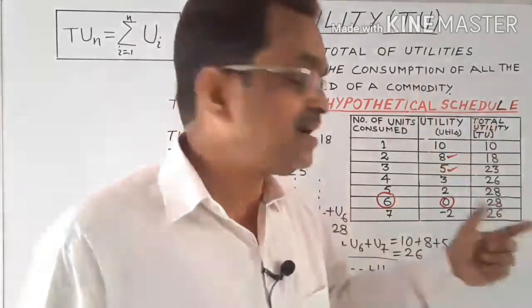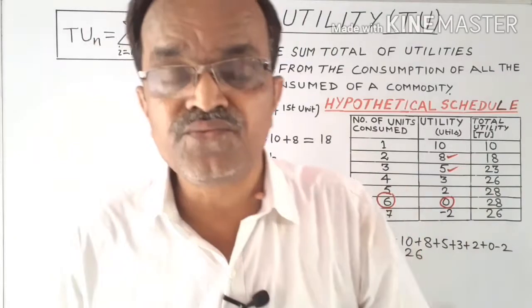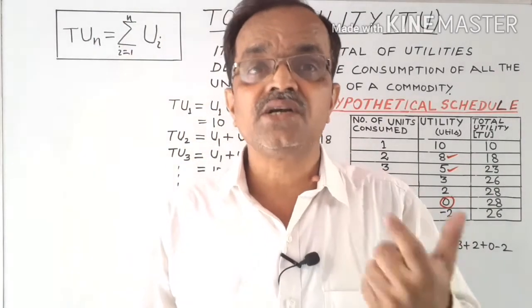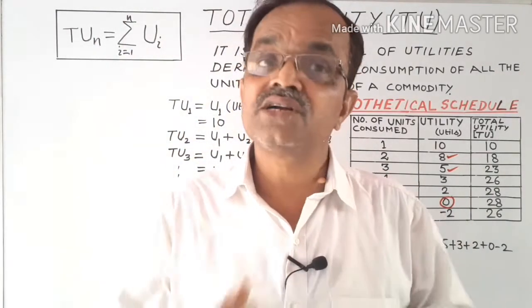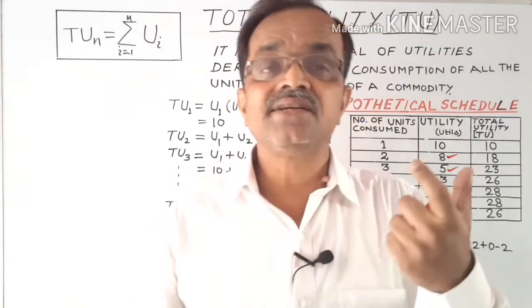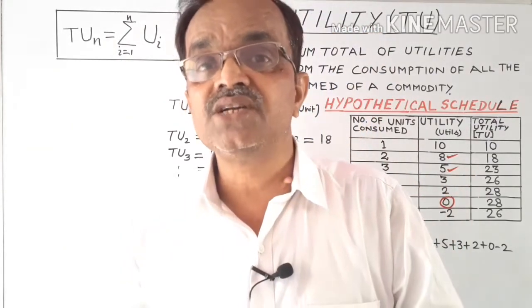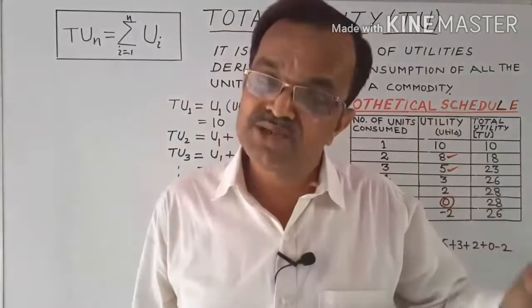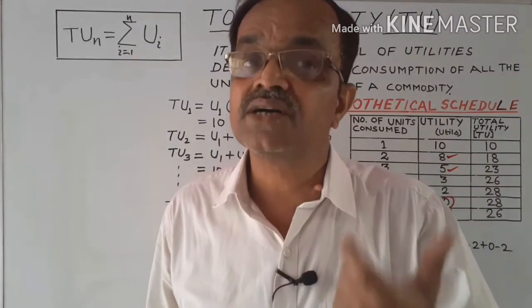अब हम कैसे निकालेंगे टोटल? सपोज वी आर टू फाइंड आउट द टोटल सेटिस्फैक्शन. Then what we learned earlier, that it is the sum total of the utility derived from the consumption of all the units of a commodity.